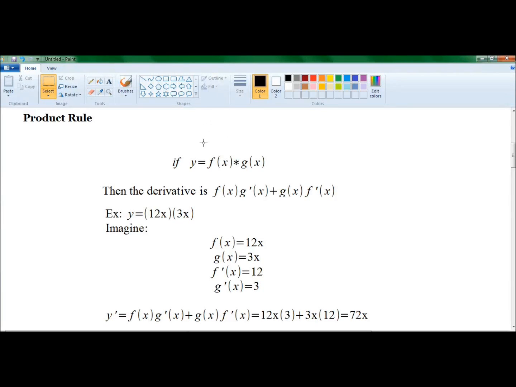Hi everyone. So if y is a function such that you could describe it as a product of two other functions, like f of x and g of x, then the derivative of y is f of x times g prime of x plus g of x times f prime of x. So basically it's the sum of each function multiplied by the derivative of the other function.